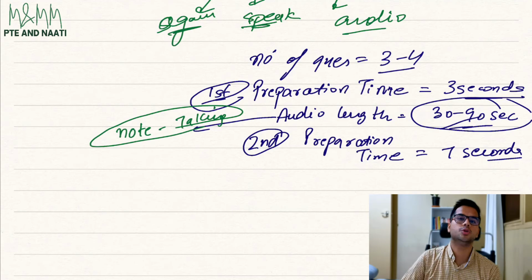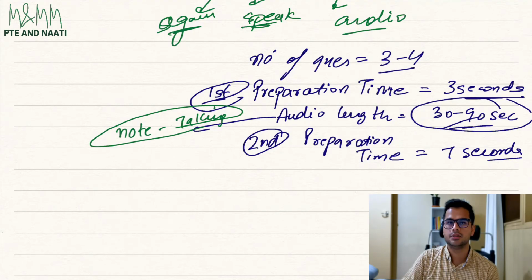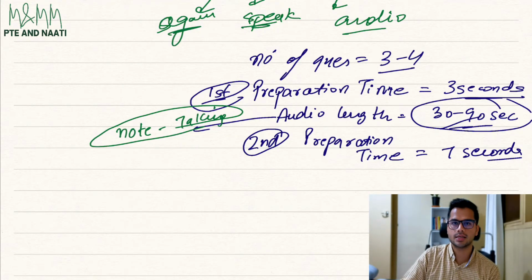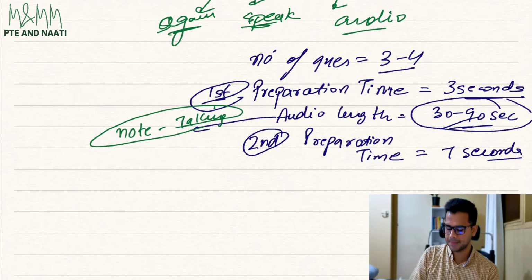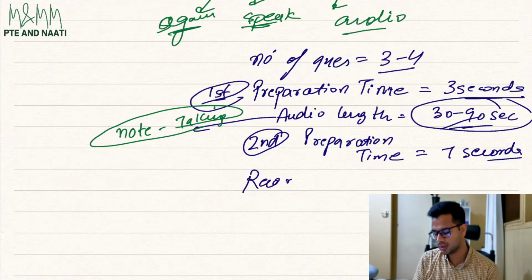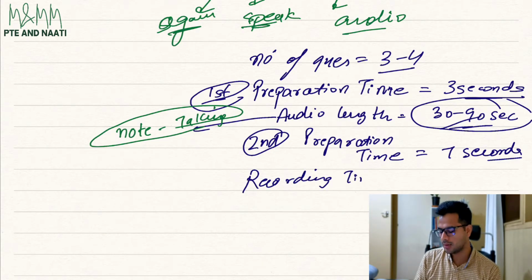And this time it is going to be 7 seconds. So again, first preparation time for 3 seconds, 3, 2, 1. Then an audio is being played for 30 to 90 seconds. Once that audio is finished, then they will be giving you another preparation time for 7 seconds. Once these 7 seconds are over, that is when the recording timer will start.